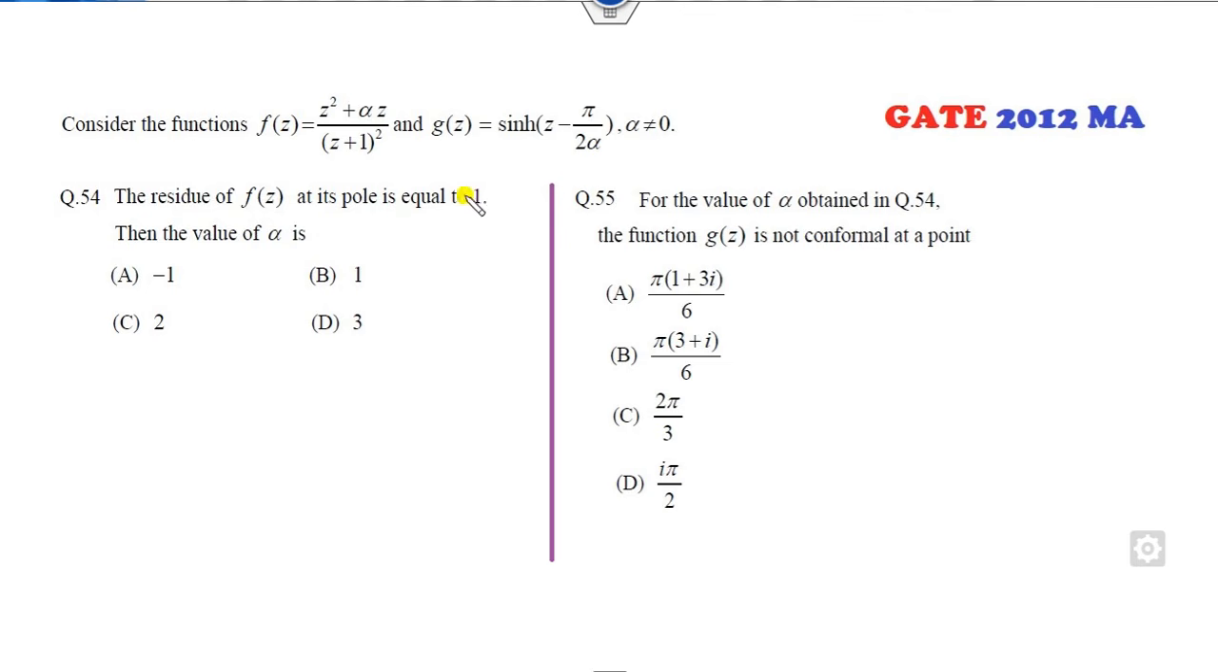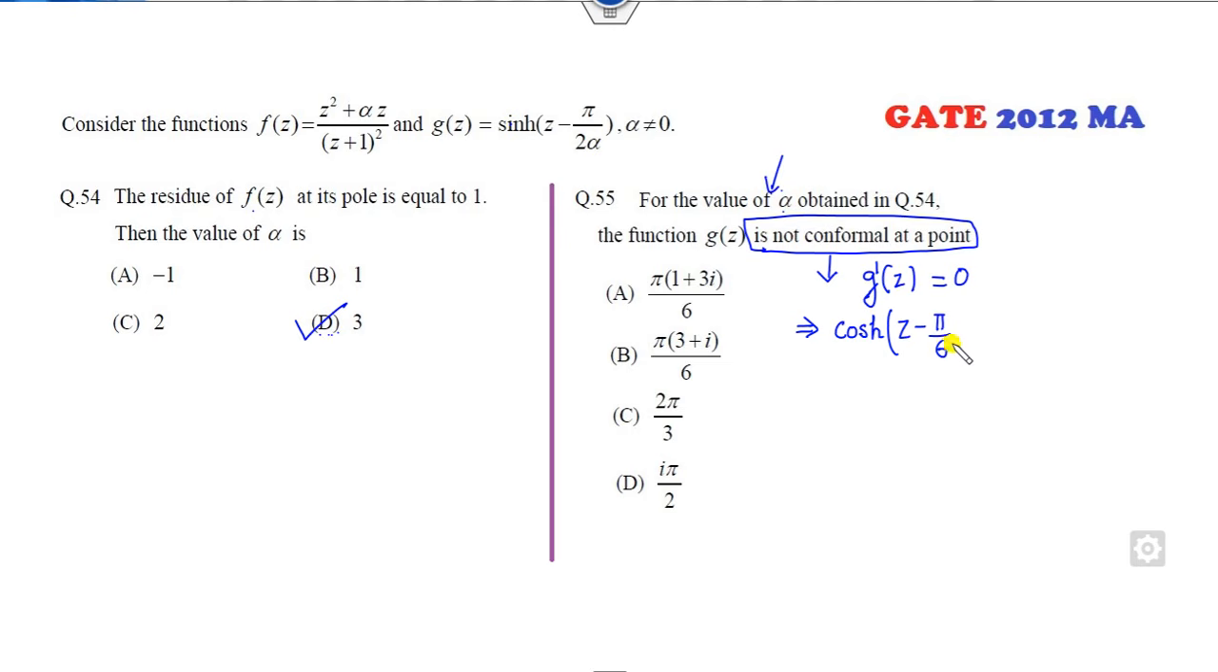Now again, one which is similar to this, a consecutive question. For the value of alpha obtained in this, we have obtained the value of alpha as 3. The function is not conformal. What is the meaning of not conformal? For the function g, it means the value of dg/dz is 0. That's the meaning of this. So what is the derivative of g? G is my here. So the derivative of sine hyperbolic is cos hyperbolic of z minus pi over 2 alpha. The value of alpha obtained was 3.